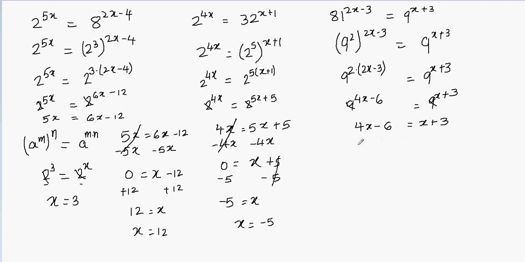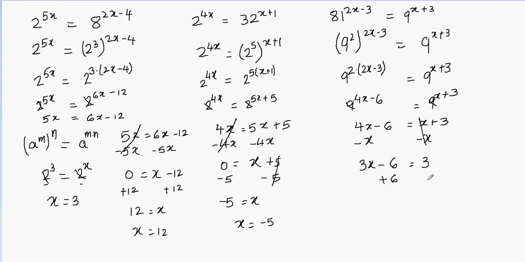Okay, so now I need to solve this for x. Just subtract x on both sides, because we have x on both sides. So let's get rid of x from this side. x and x cancel out each other. 4x minus x is going to be 3x minus 6 is equal to, I'm left with positive 3 here, so I'll just write 3. And then I have to solve this for x. How do I get x by itself?